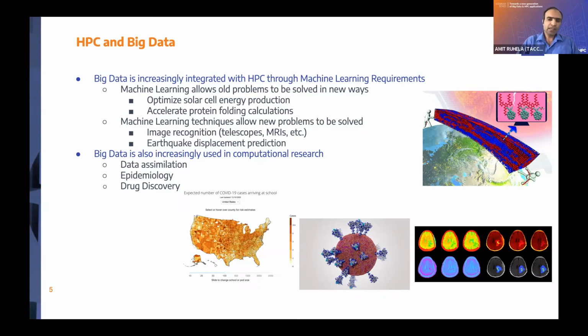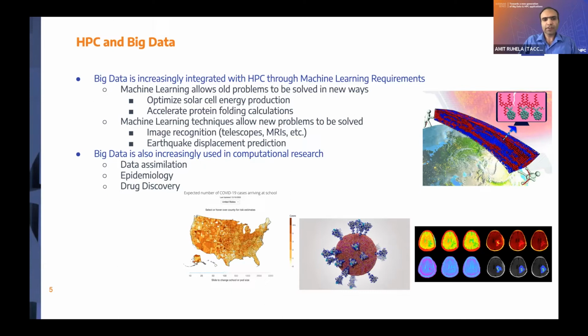And this domain has become popular with the rise of machine learning requirements. These machine learning requirements try to solve problems in newer ways. Some examples are solar cell energy predictions or accelerating calculations for protein folding, etc. Now, these machine learning applications also perform some kind of predictions. They study hundreds or thousands of images, understand those images, find patterns, and then make predictions.